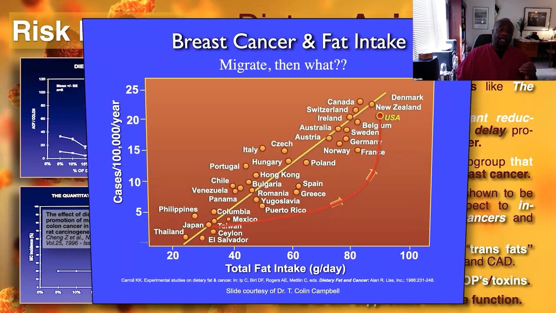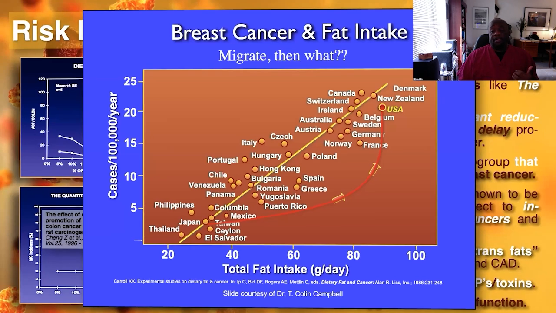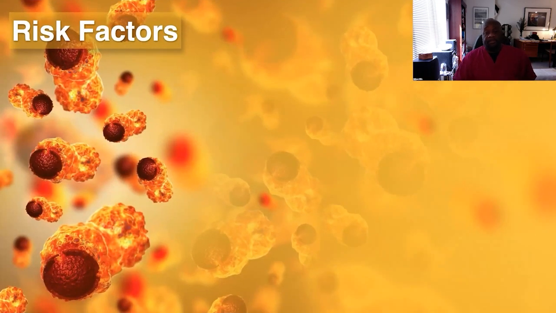And this is a study looking at breast cancer incidence as a function of per capita fat intake. And what you see in this study, and this slide is courtesy of Dr. T. Colin Campbell, is that when women move from an area like Japan, where they tend to have a low fat intake, to a country like the United States, and their fat intake increases to be commensurate with that of their new population, their risk increases and equals or maybe even exceeds that of where they're now living.